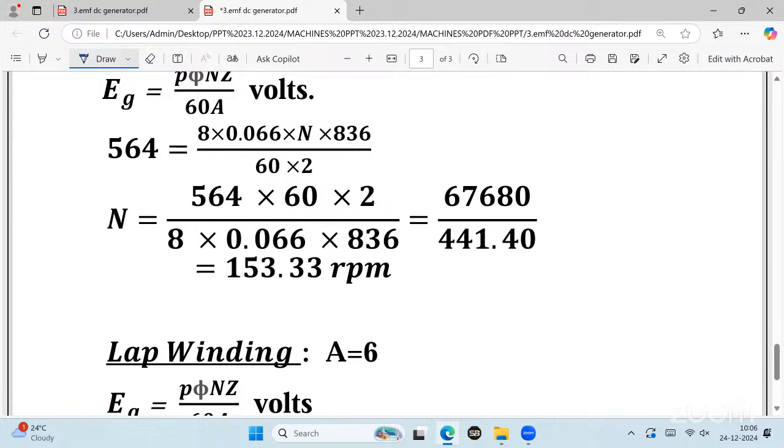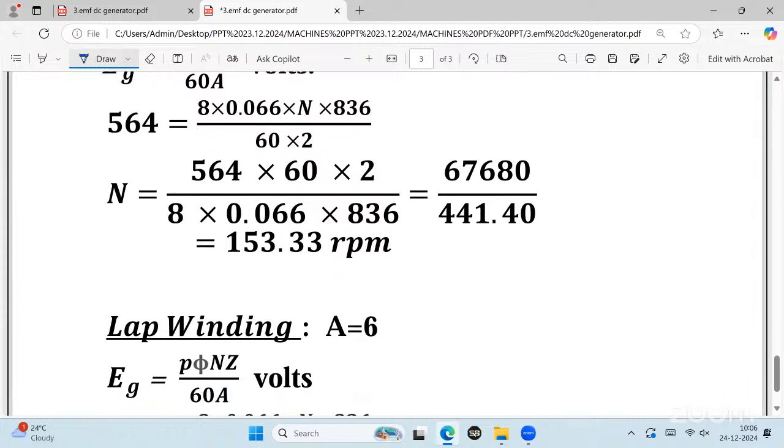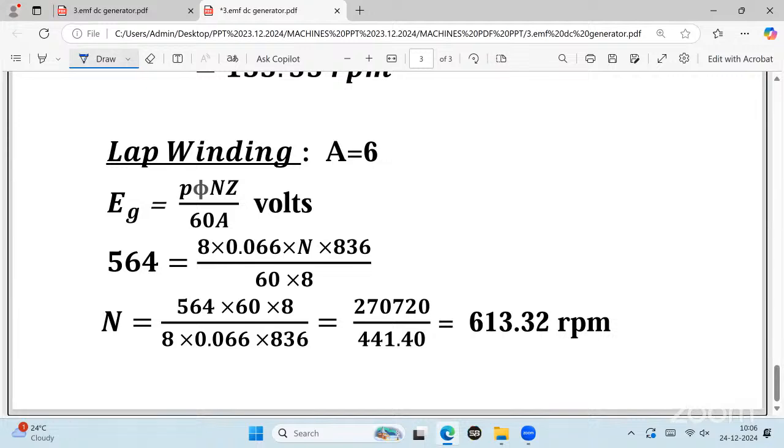If I change the design, then what is the speed of rotation? Rotation of the armature.